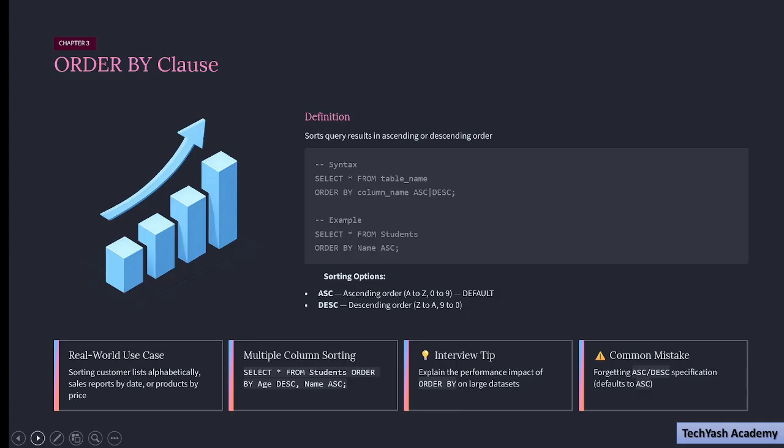You can also do multiple column sorting, for example with the age or name column, with ascending and descending too. You can explain to the interviewer the performance impact of ORDER BY on large data sets. And a common mistake is forgetting to write ASC and DESC. These are common mistakes we make when writing SQL queries.